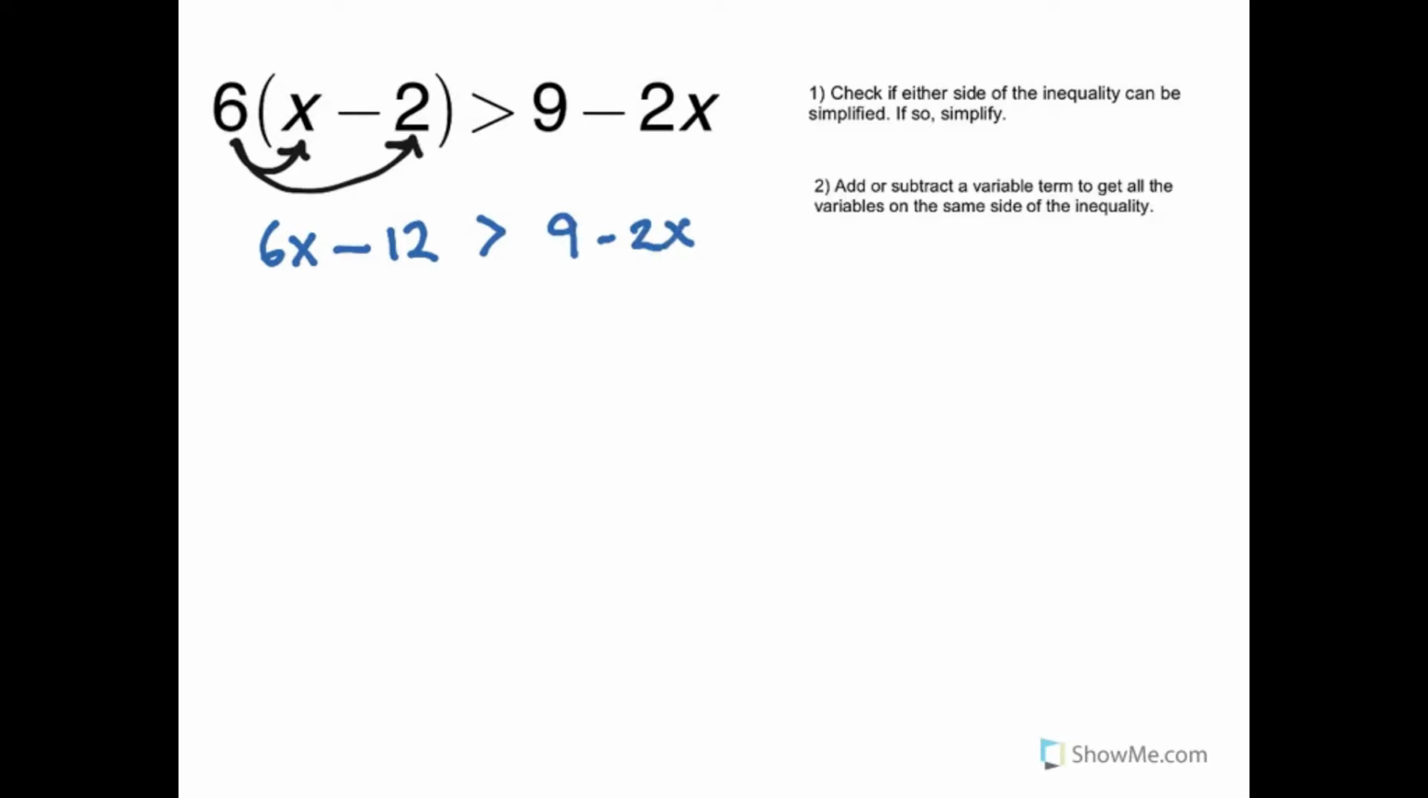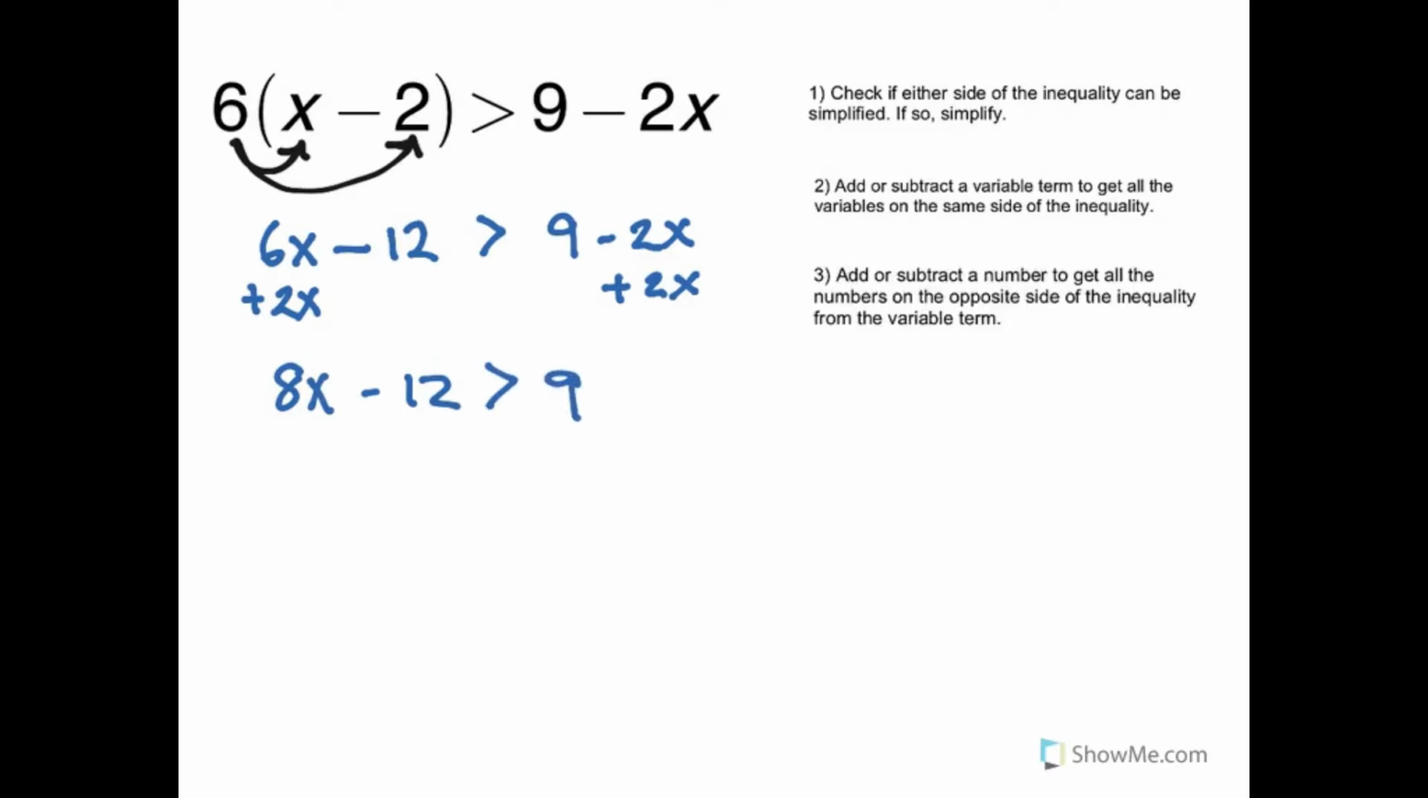Next, we collect the variables on one side. I like to choose a variable with a negative coefficient and add it to each side. So here I'm adding 2x to each side. The new inequality is 8x minus 12 is greater than 9. Next, I collect the numbers. I'd like to get them opposite the term with the variable, so I'm going to add 12 to each side. That gives me 8x is greater than 9 plus 12, which is 21.